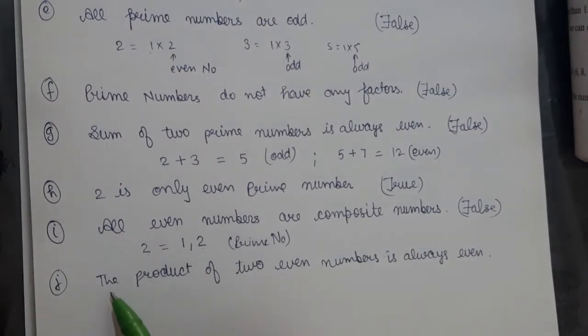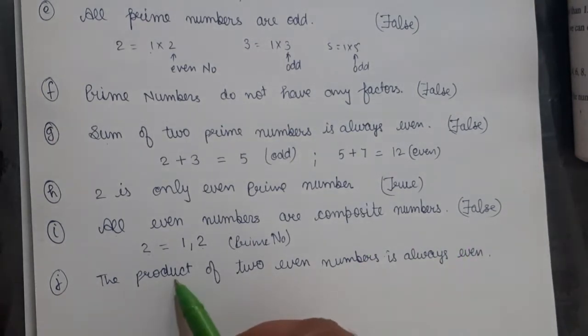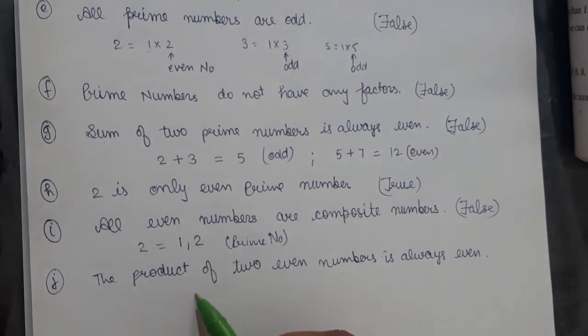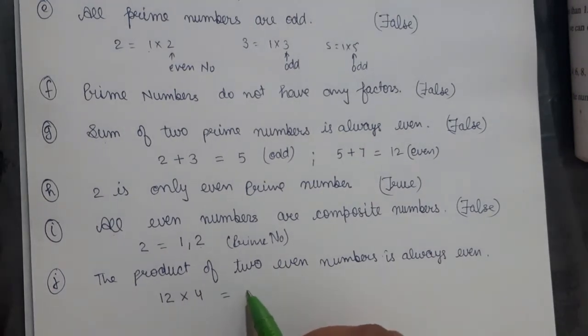Now we are taking the last part of the true false. The product of 2 even numbers is always even. Product means we will find the multiplication of 2 even numbers. I will take 12 as an even number and I am multiplying it with another even number. Suppose I am taking 4. So what will I get? 12 into 4 is 48.